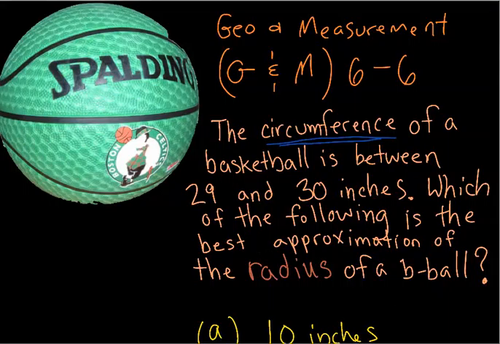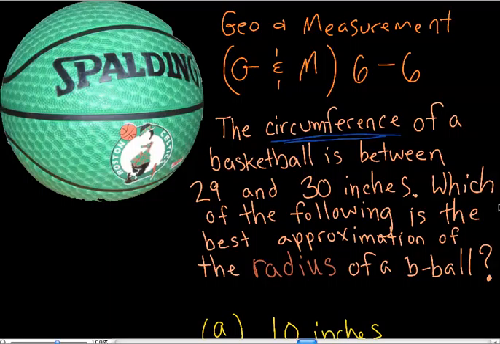Alright, this question is from the geometry section of the kneecap, and let's see how it goes. The circumference of a basketball is between 29 and 30 inches. Which of the following is the best approximation of the radius of a basketball?